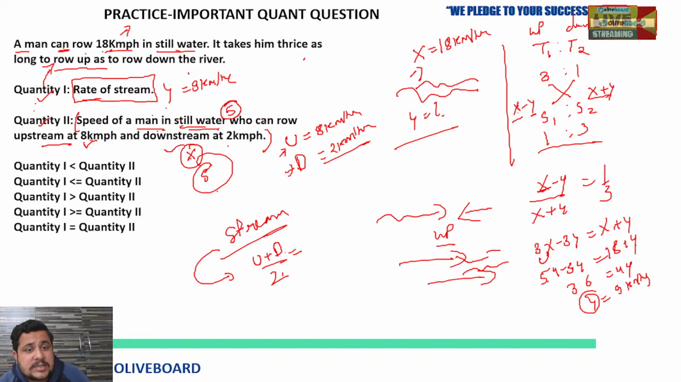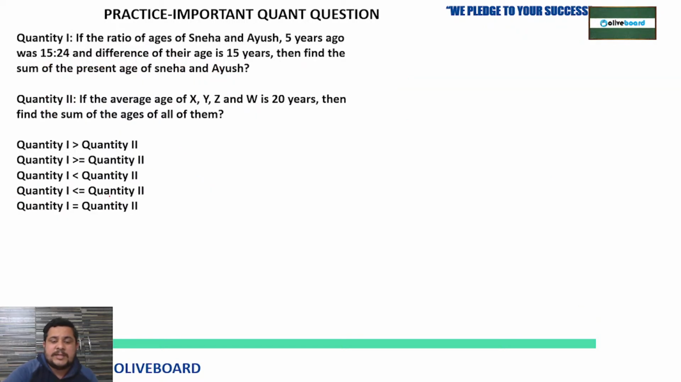Speed of a man in still water who can row upstream at 8 kilometer per hour and downstream at 2 kilometer per hour. So we have calculated that here. Fine, so this is the speed of the man. The first data, quantity 1, was 9 kilometer per hour, and in quantity 2 the data is 5 kilometer per hour. So 9 is greater than 5, or not? So quantity 1 is greater than quantity 2. So option 3, quantity 1 is greater than quantity 2, is the correct answer.